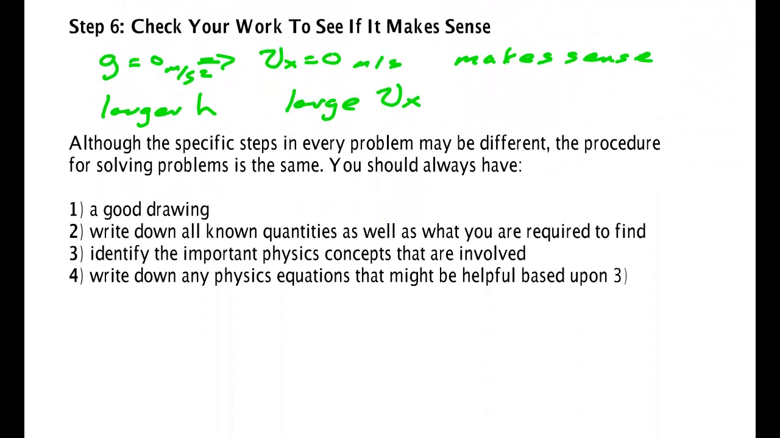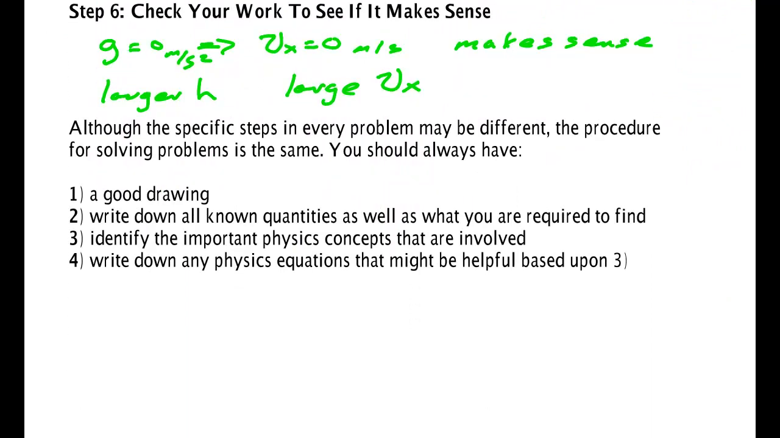Alright, so every type of problem you work in physics differs a little bit, but here's some things that are true about all of them. You always need a good drawing. You want to write down all the known quantities as well as what you're required to find. You want to write what you were given and what you need to find. Number 3 is the hardest one. You must identify the important physics that's involved.